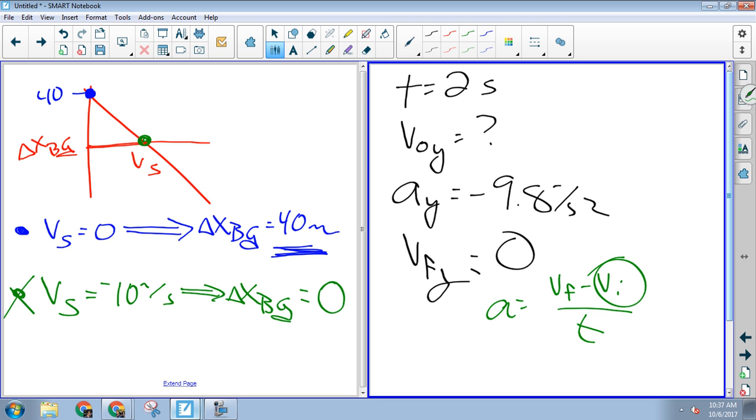All right, so this trick, you guys, is a thing that you absolutely have to know for projectiles. If you know how long a projectile is in the air, assuming it starts and ends at the same height, you automatically know your VIY.